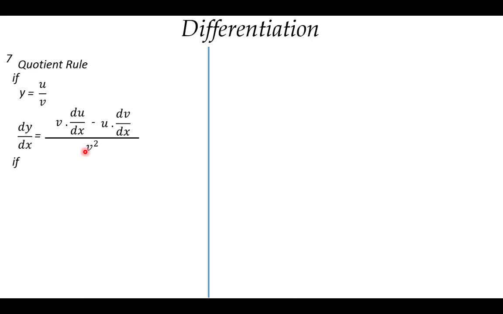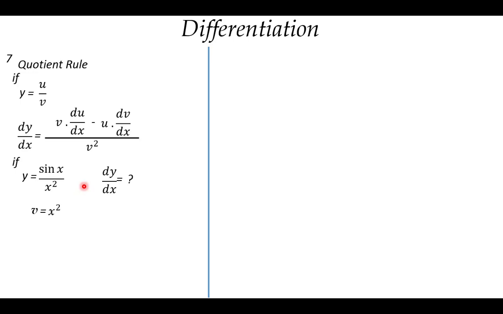So let us look at an example. If y is equal to sine x over x squared, then what is dy/dx? To solve this, let us try to get all the things we need to put in the formula, just as we did in the product rule. So in that case, we have that v is equal to x squared.